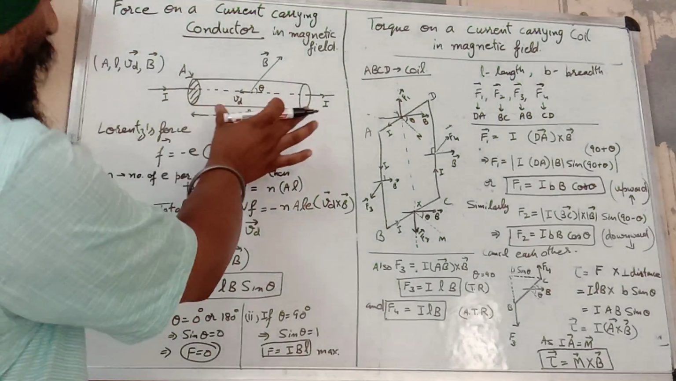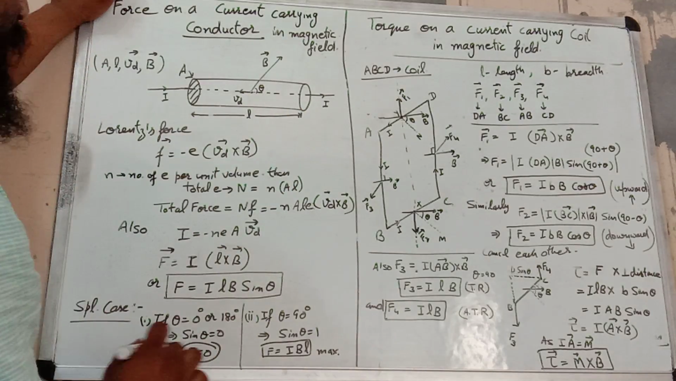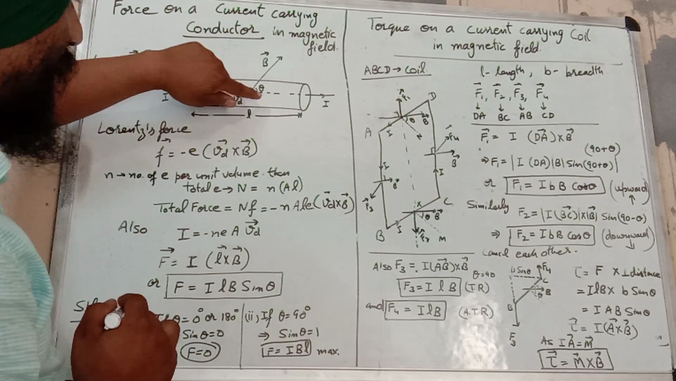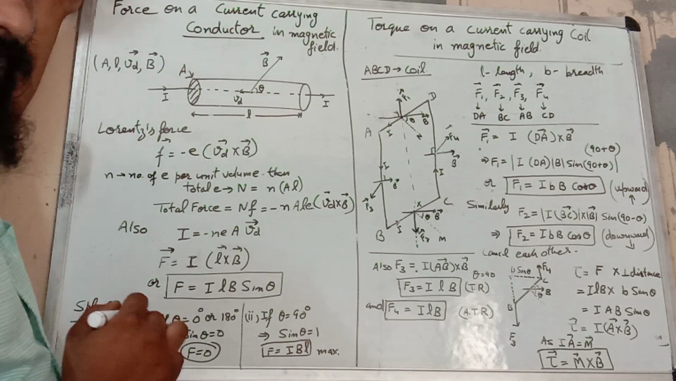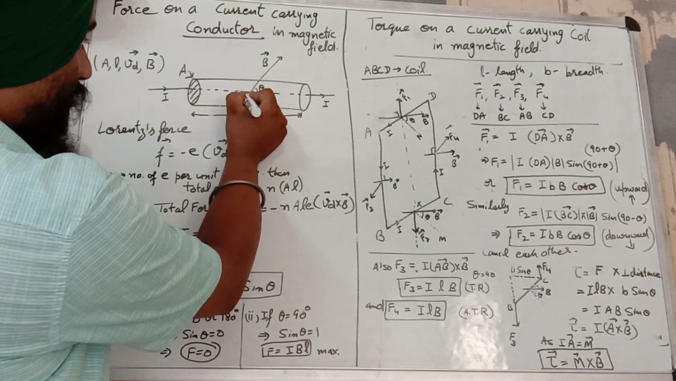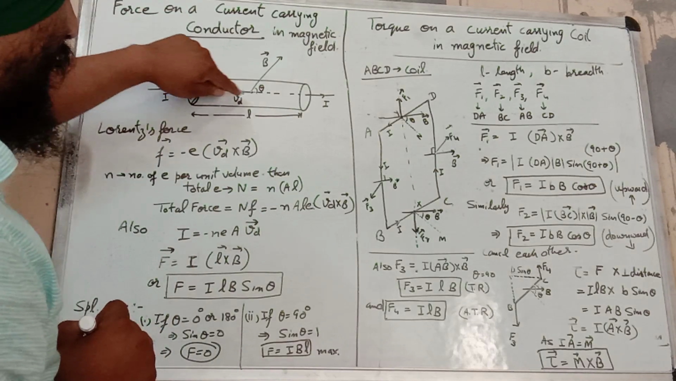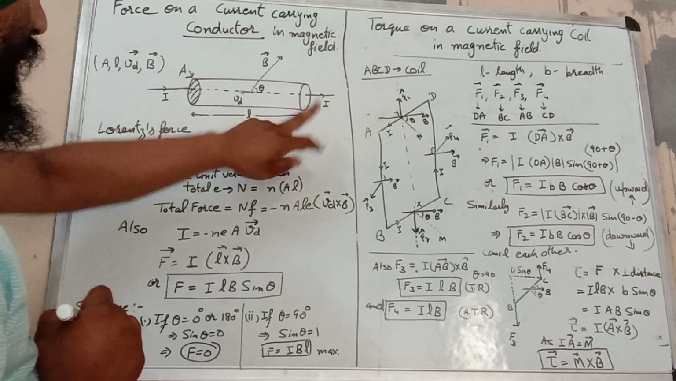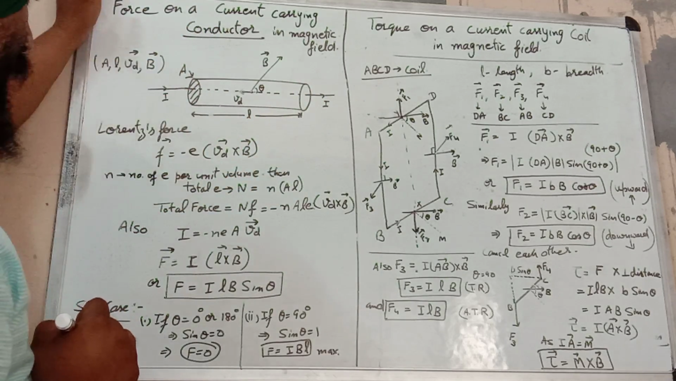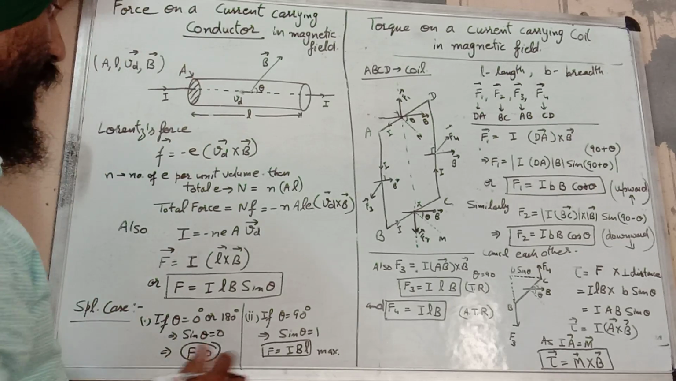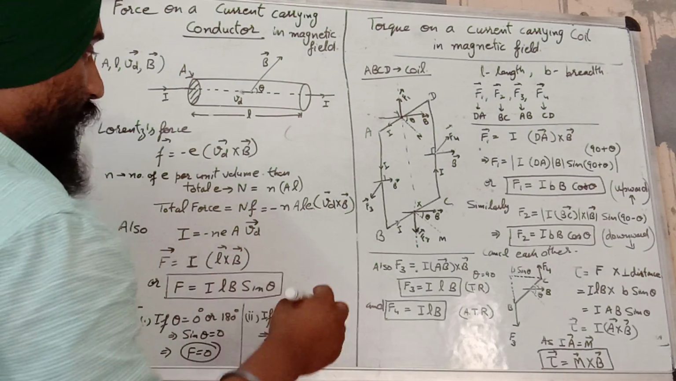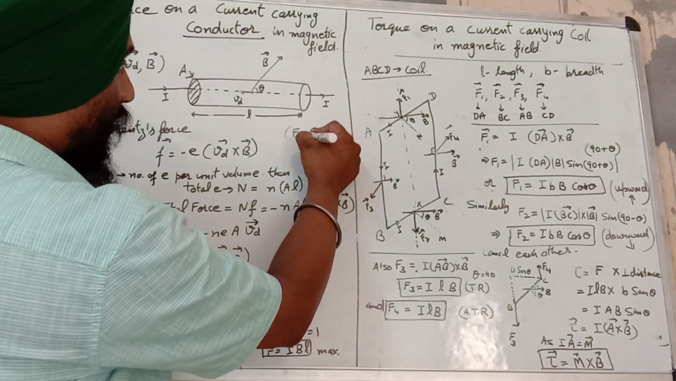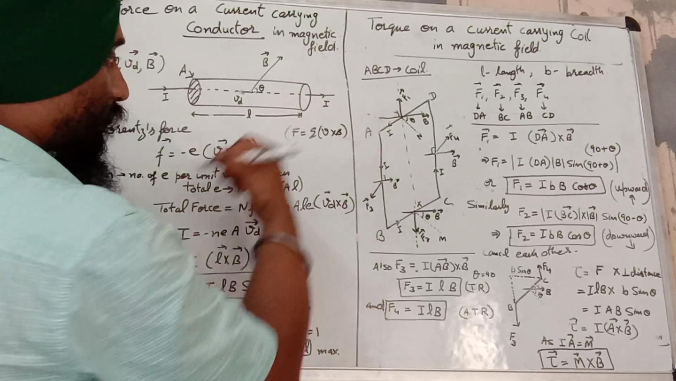Let us consider a conductor of length L placed inside the field, and the field makes an angle theta with the direction of the current. The direction of the drift velocity of the electron is here, and this is theta, the angle between current and the field. A is the area of cross section, and according to Lorentz the force acting on any charge is given by Q v cross B.